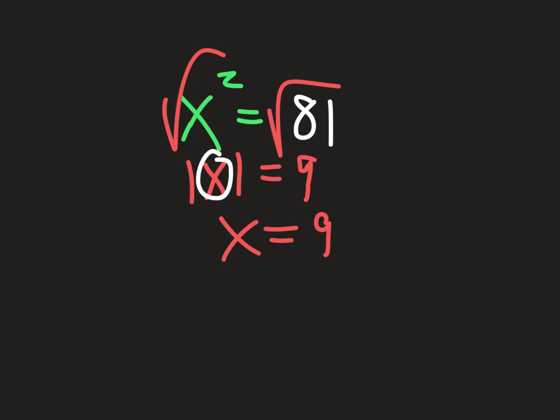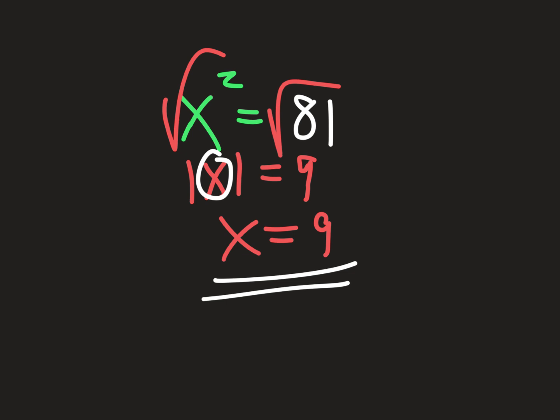What could be in there? 9 and also negative 9. So this is right but wrong, because if you leave just one answer, that's a big deal in math. You've forgotten one of the right answers. You got one answer, but you don't have the other one.